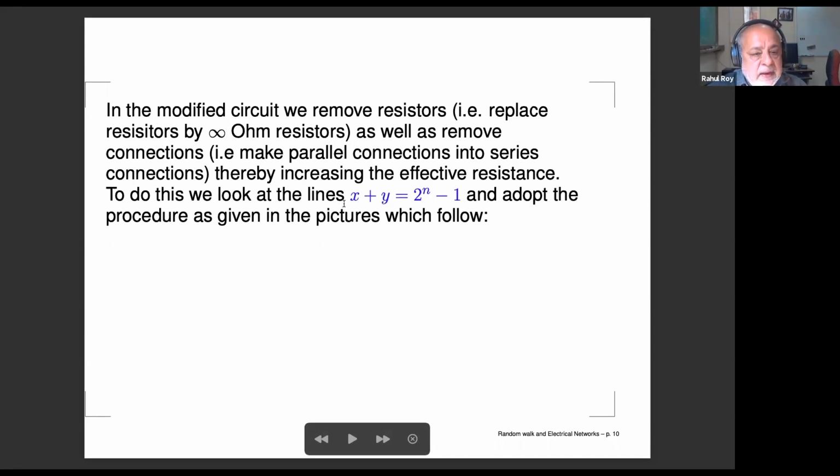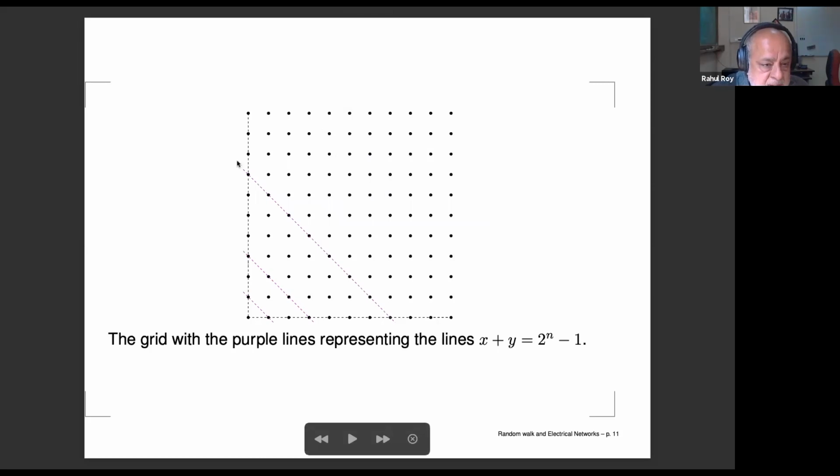To do this, we look at the lines x plus y equal to 2 to the n minus 1 and adopt the procedure as given in the picture on the next page. So this, as I told you, I'll just do for the two-dimensional lattice, explain the modification, and then we'll talk about what to do in the three-dimensional case.